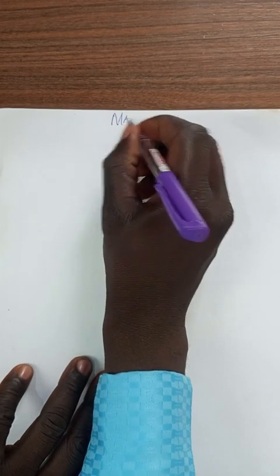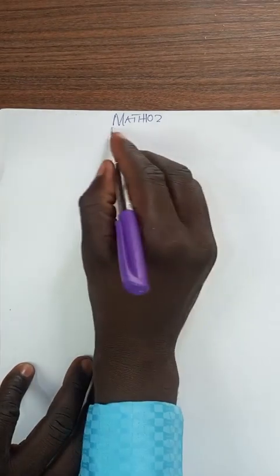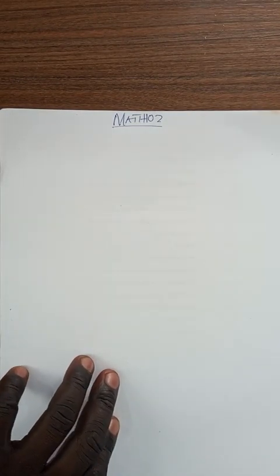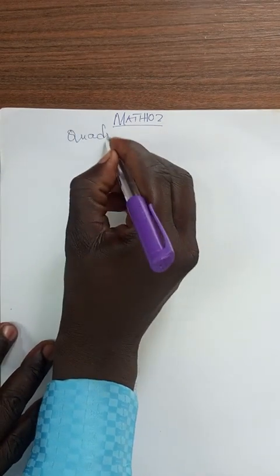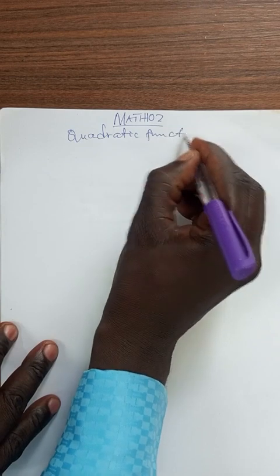The course code is Math 102 and the course title is Introduction to Algebra. So in the course, we are going straight to the first item in the course outline, which is quadratic functions.